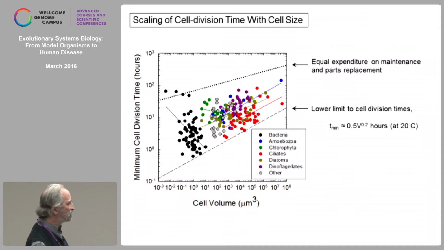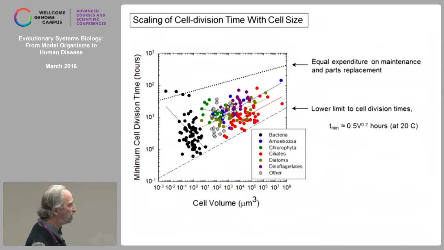Now, this is a different kind of plot here, again, versus cell volume. It's about 11 orders of magnitude in cell volume. These are bacterial cells, and these are various other eukaryotic lineages. This is the minimum cell division time. I'm putting this up here to make a point. I just showed that the total amount of ATP required to build a cell scales with cell volume, but that doesn't have a time dimension in it, of course.